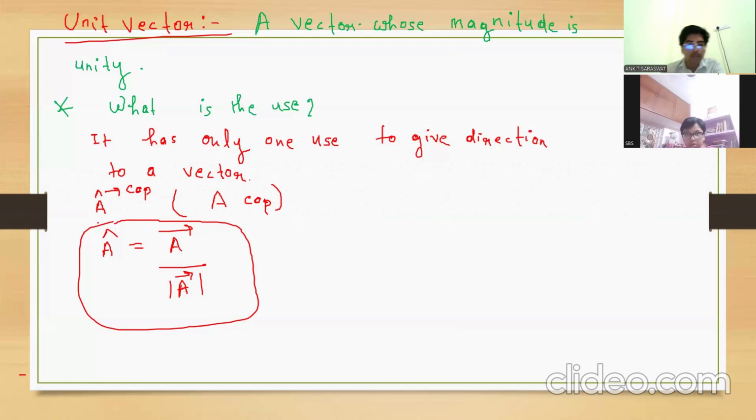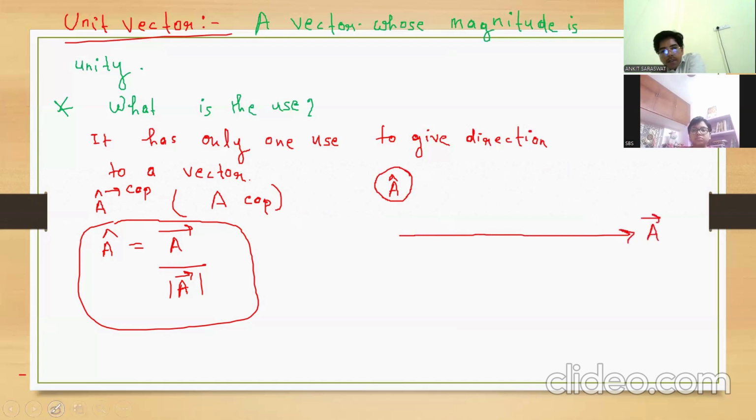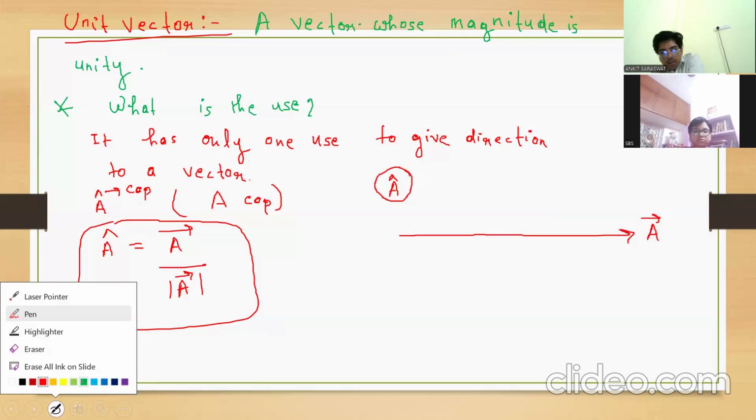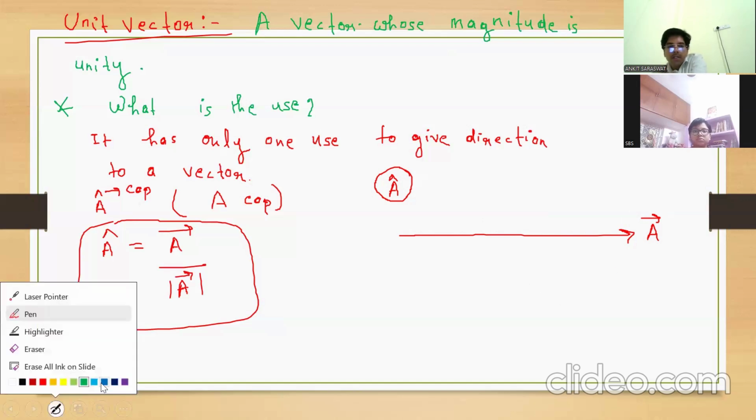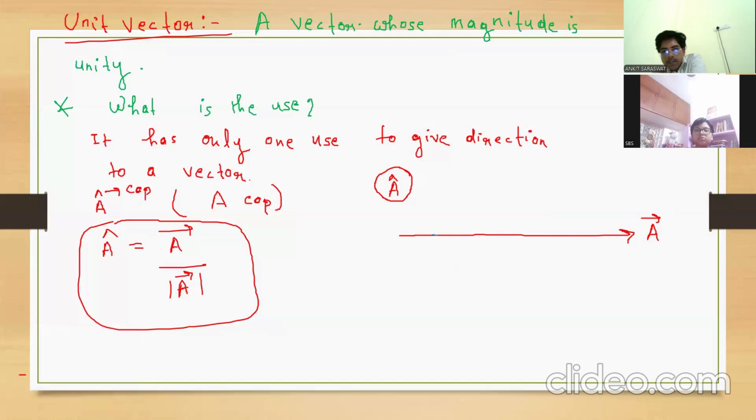Now I'm going to explain the meaning of this unit vector and how to use it. For example, a vector A is given like this. What is the meaning of A cap? If I want to write the unit vector of this given vector, how will you write? What is the meaning of unit vector? A vector whose magnitude is unity. So I will draw the unit line, a 1 meter line, like this. A cap is used to give the direction.